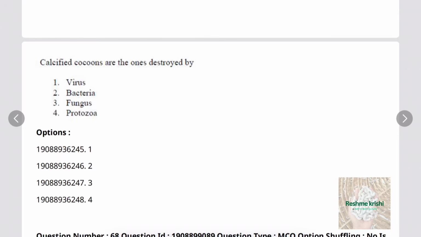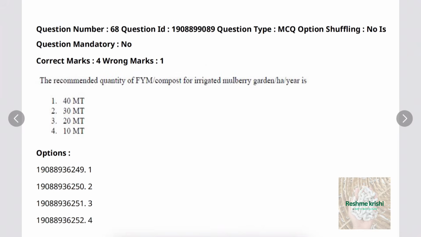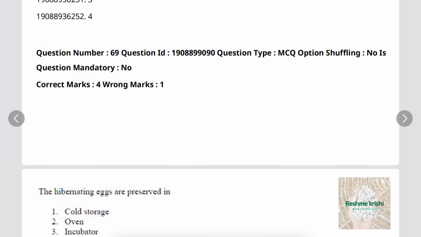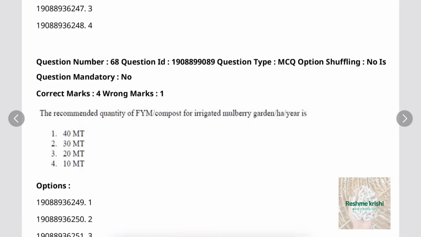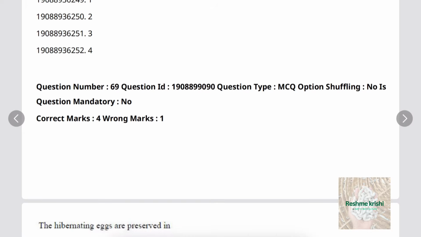Calcified cocoons are the ones destroyed by. What is meant by calcified cocoons? It is also known as mummified. So where will we see the mummified cocoons? Caused by muscardine. What is muscardine caused by? Fungus. The answer is fungus. The recommended quantity of FYM compost for irrigated mulberry condition is 20 metric tons. A straightforward question from the mulberry cultivation part.